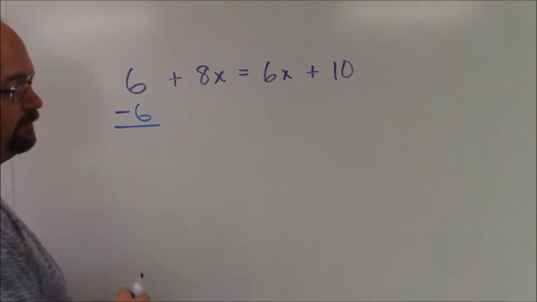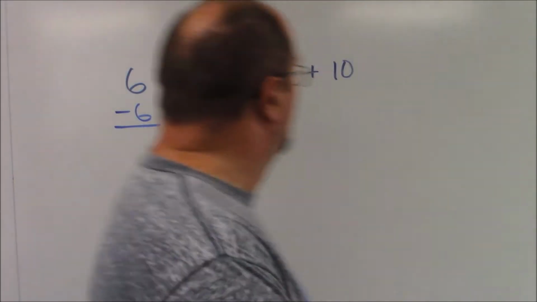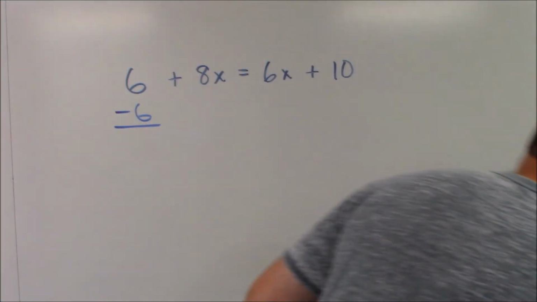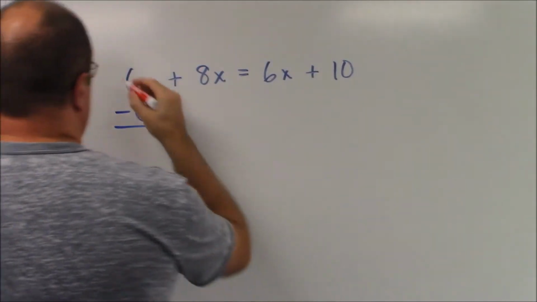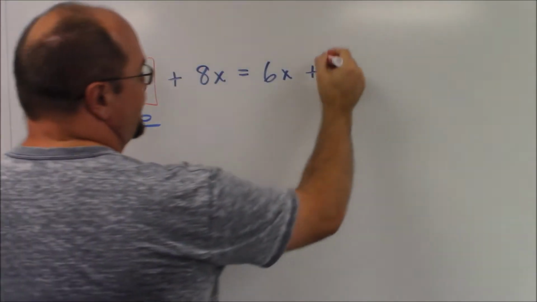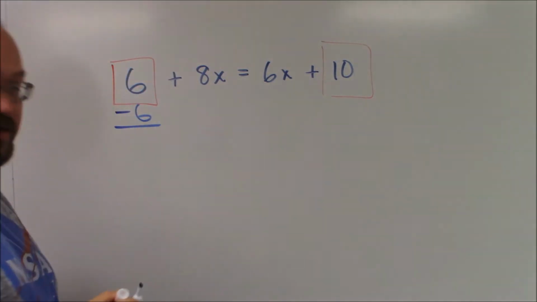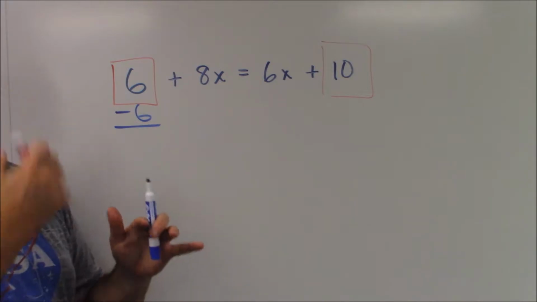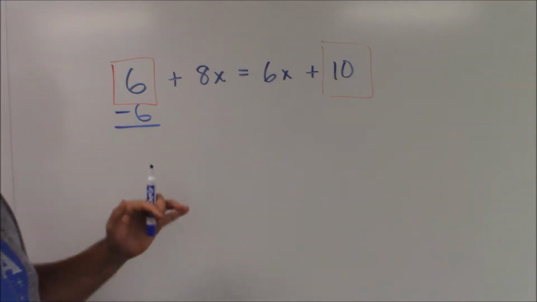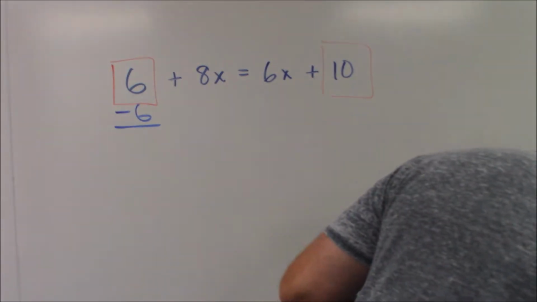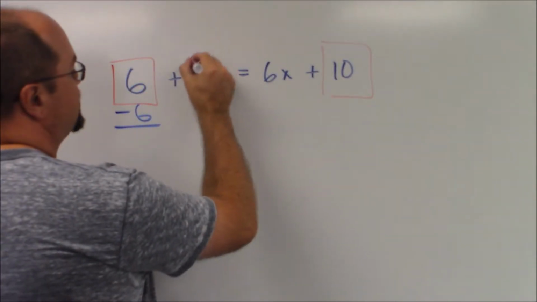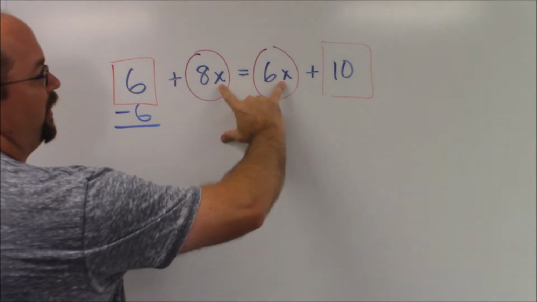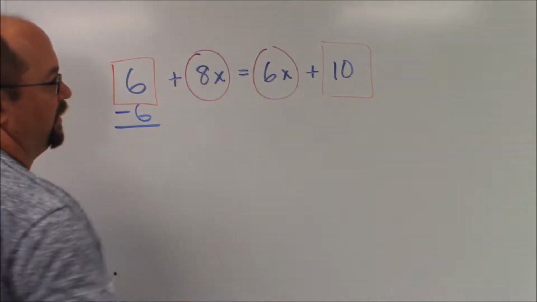Well, in this case, my 6 and my 10 are both constants. They're numerical values that are not being multiplied or divided by a variable. Whereas my 8x and my 6x, they both are variables for x.